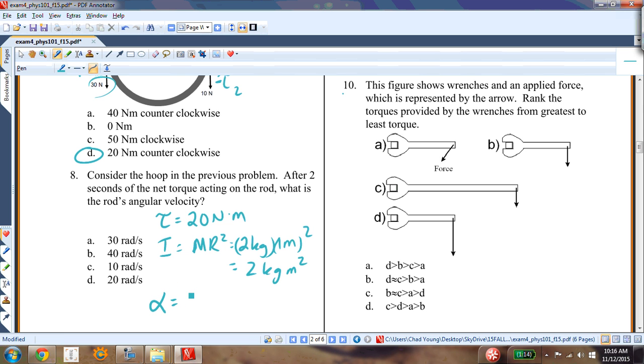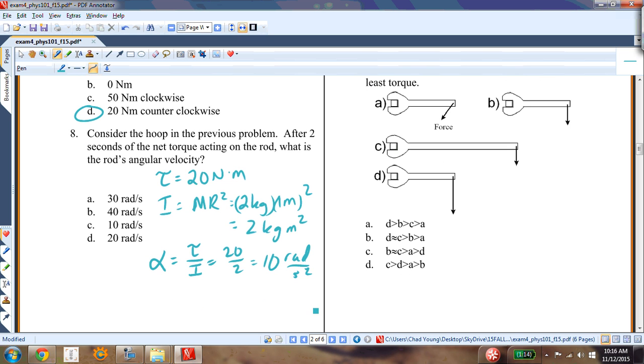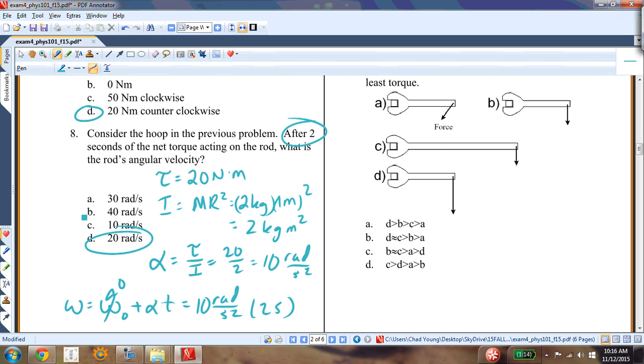Then I can find my angular acceleration, torque over I. That's going to be 20 over 2, or 10 radians per second squared. And then I'm looking for the angular velocity after 2 seconds. So I say omega equals omega naught plus alpha t. I'll assume it's 0 initially, at rest. So it's going to be 10 radians per second squared times 2 seconds, or 20 radians per second. 8 is D.